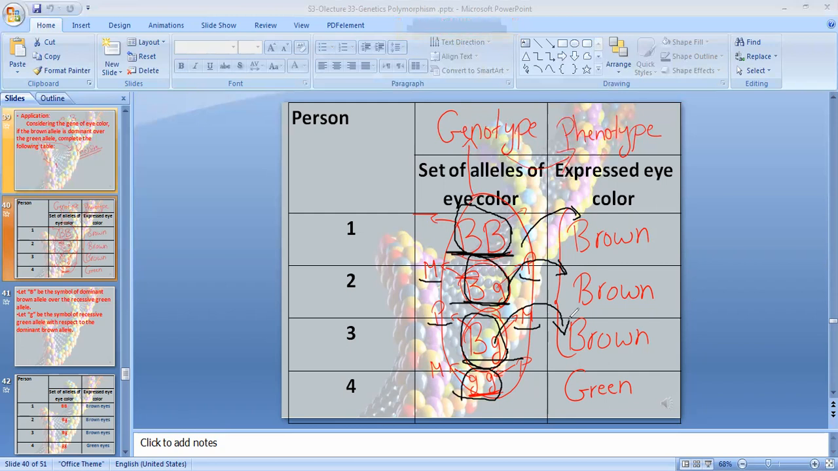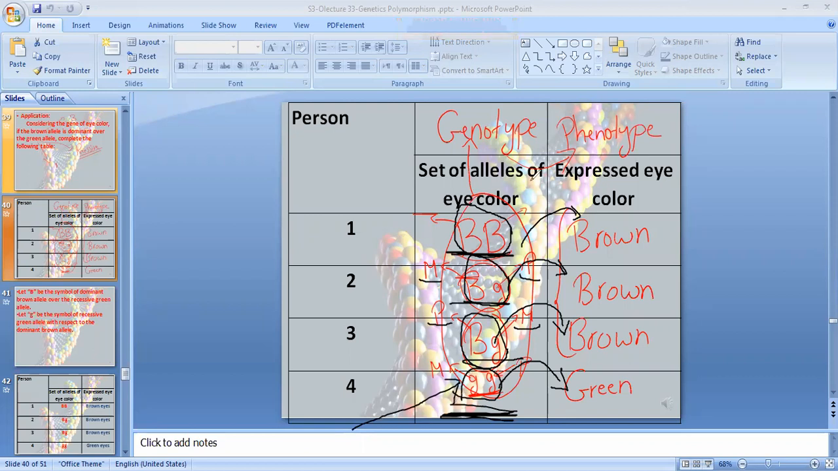However, in the fourth person, it's a GG. And G small, or green, is recessive. So it should be expressed only in homozygous. It needs two weak alleles in order to be expressed. So this is the case here, and it's green. So this green allele cannot be expressed unless in the case of homozygote or pure. Instead, we have two identical alleles like this case.